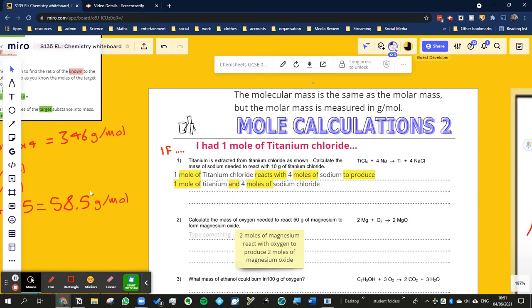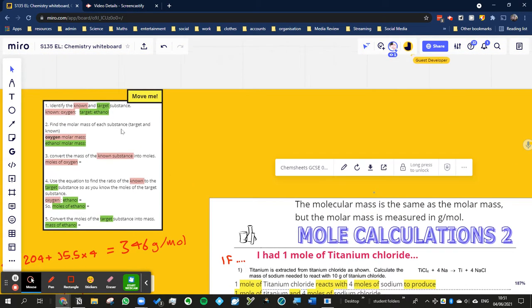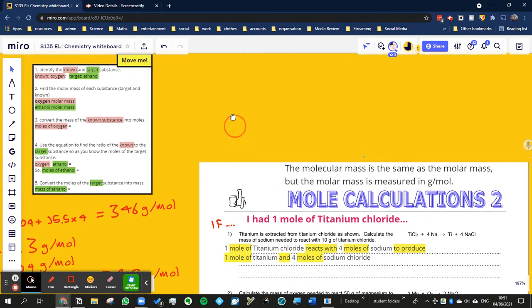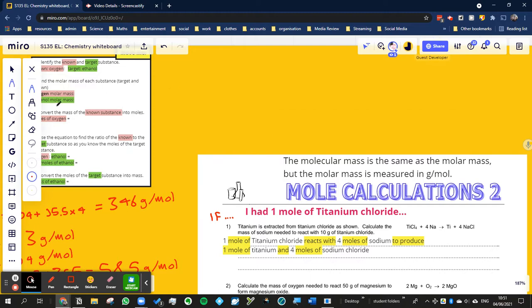So if we look at this flowchart up here, the first stage says identify the known and target substance. And the example refers to a different question, obviously. It might be on this worksheet, but it's not this first one. So let's highlight the known substance. It tells us that we've got 10 grams of titanium chloride. So that's the stuff that we know. The titanium chloride is the known substance. So I'm going to highlight it here too.